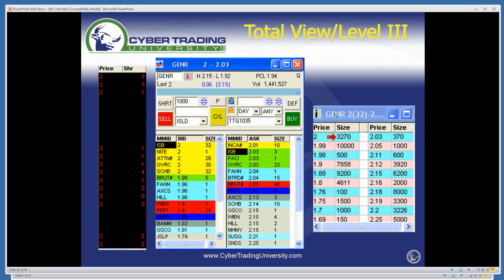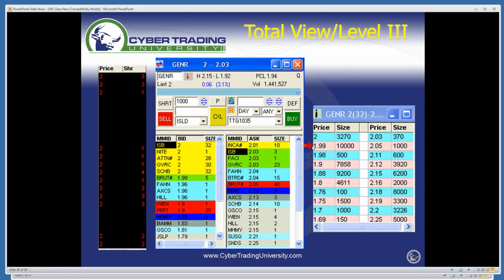Now, this is total view. This is level 2. Between ISB, which used to be called Island, which is NASDAQ, between Attain, GVRC, Charles Schwab, you're talking about 10,000 shares, give or take, right? 11,000, something like that, right? 12, maybe 12,000. So you got 12,000 shares out there.